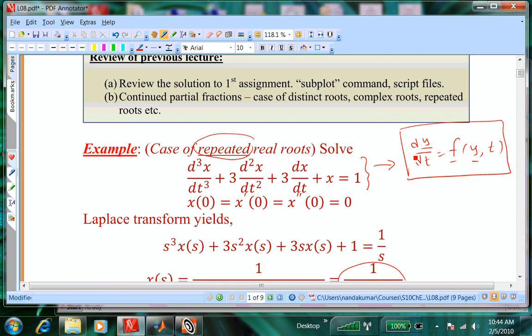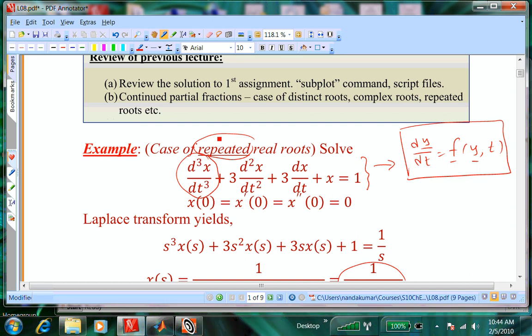Okay, so how do we begin? First, look at the highest order term in your potential equation. In this case, it is the third order term. So the number of first order equations you're going to get is 3. If you have a fourth order system, you'll end up with 4 first order equations. If you have a second order system, you'll end up with 2 first order equations, etc.